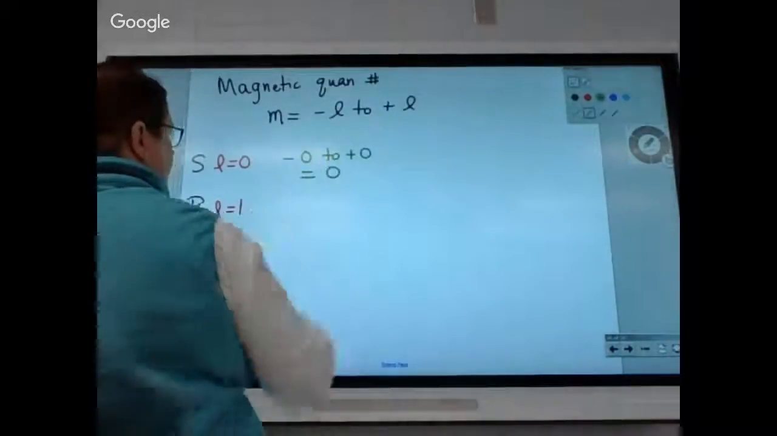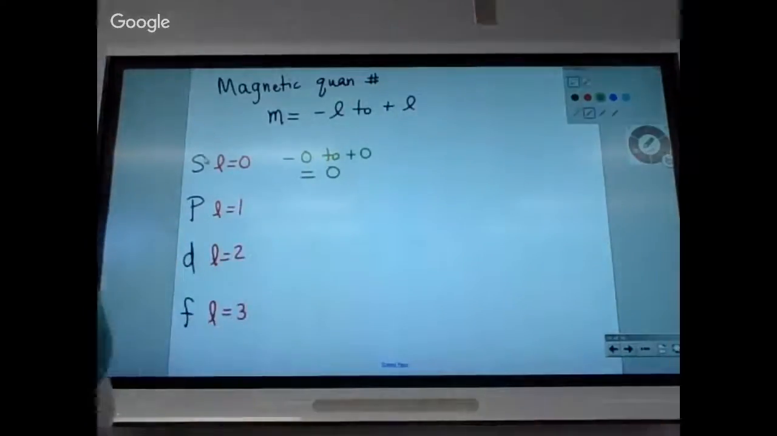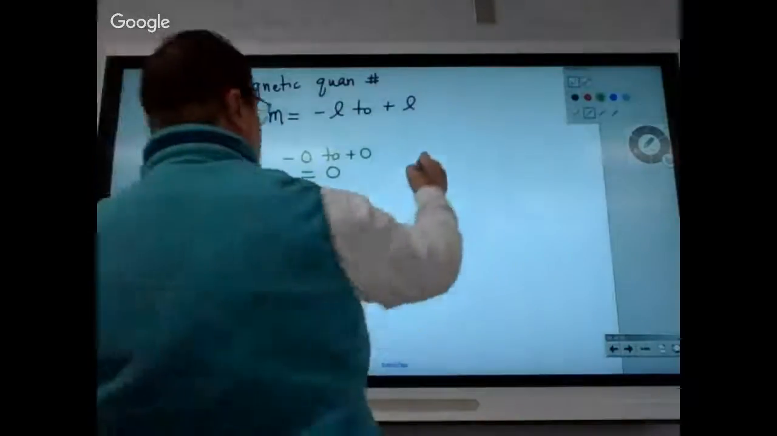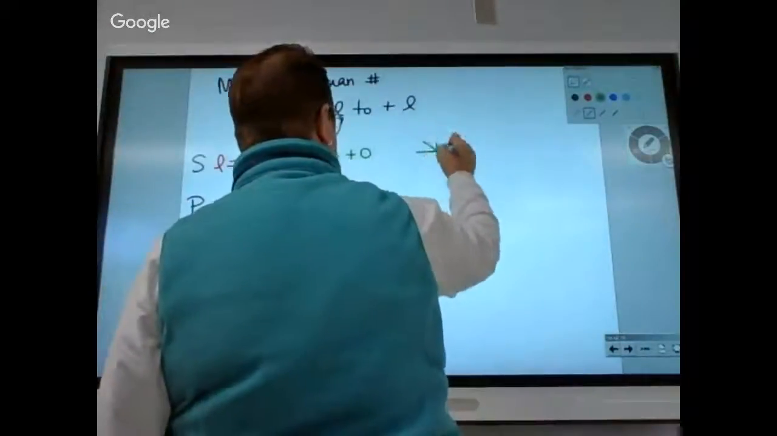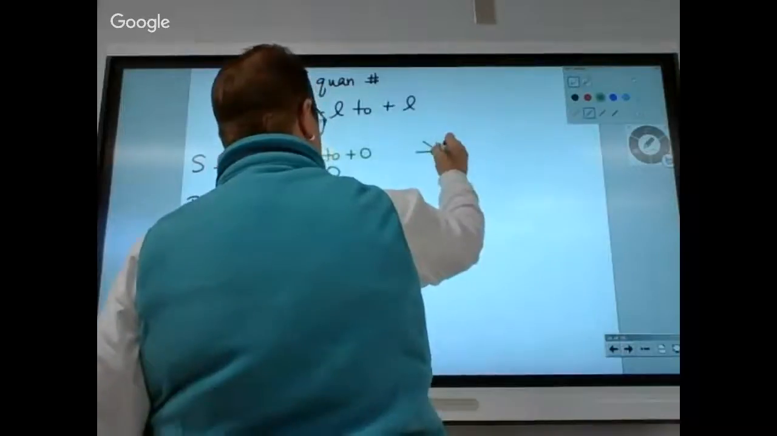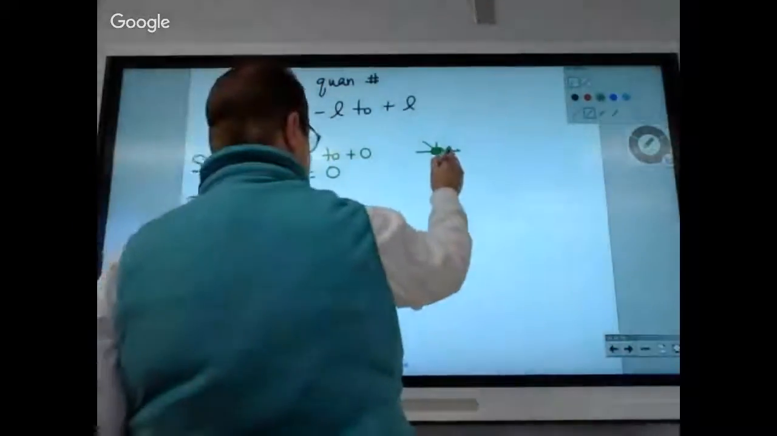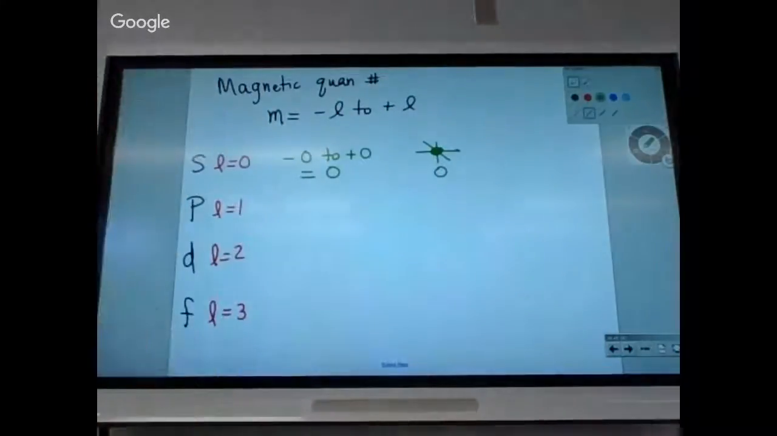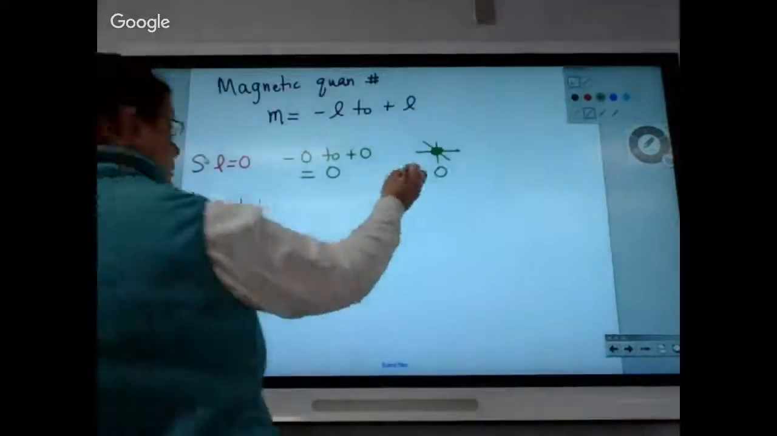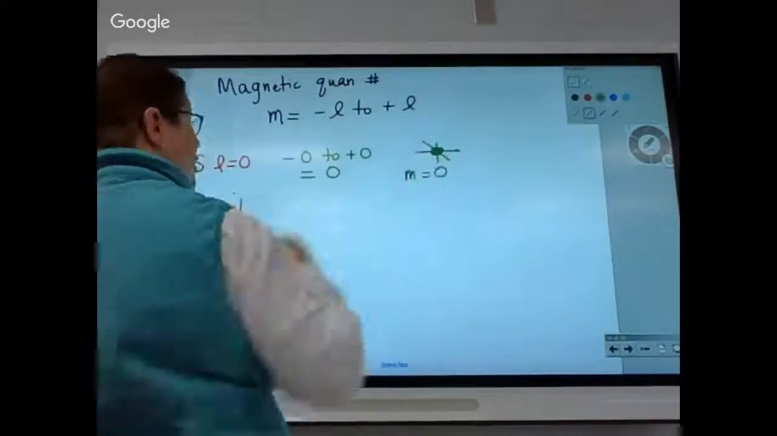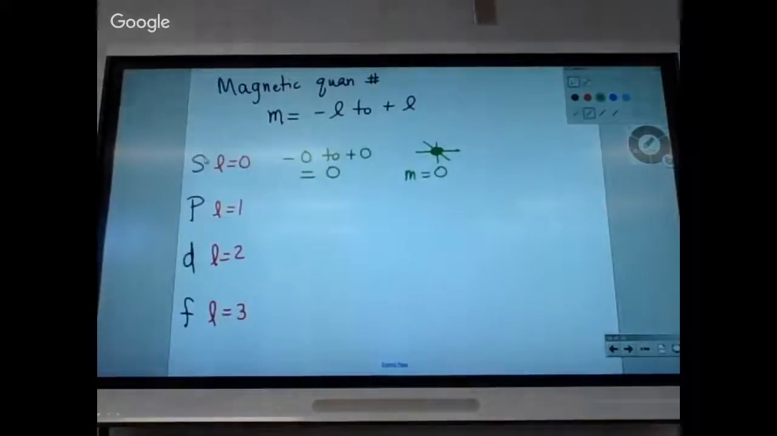Now, how many different ways can we draw the orientation for an S sublevel? Just one. The only orientation an S sublevel had was this. That's what we drew. So its value is 0. That's all it has. So that number, M equals 0, is for that orientation, that shape. That's the number that's assigned to that shape.